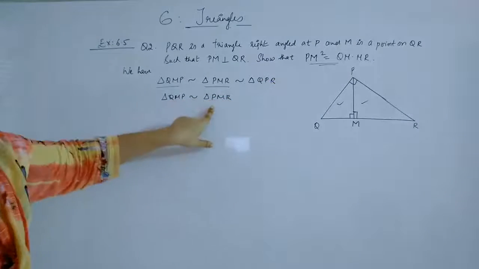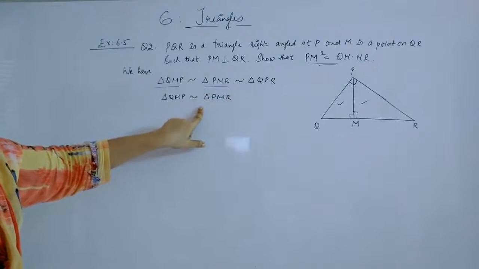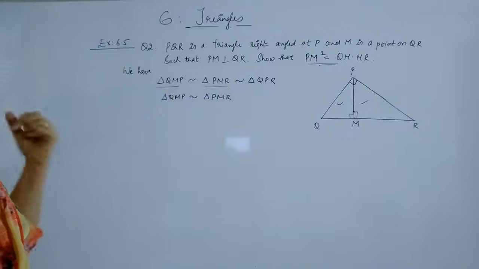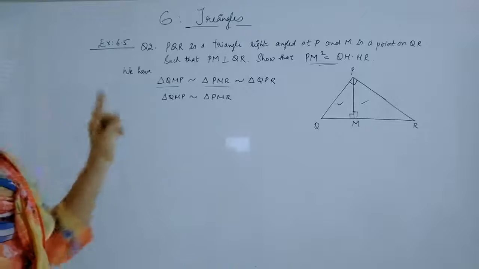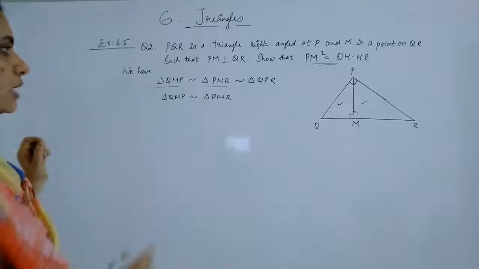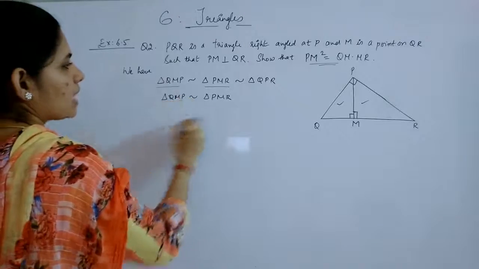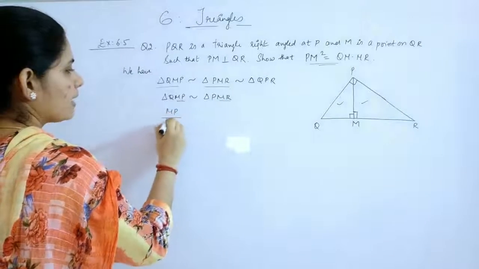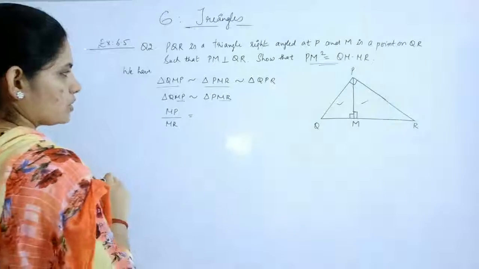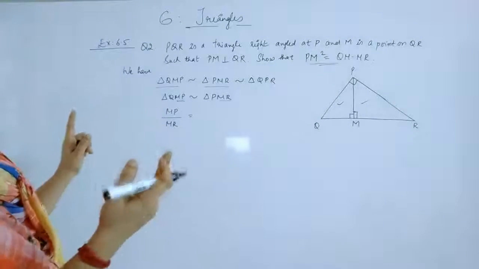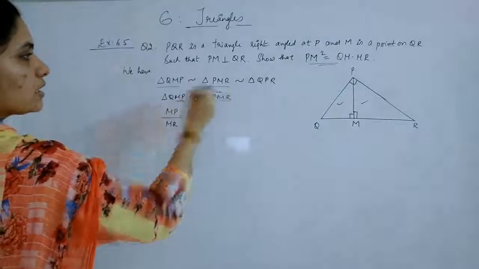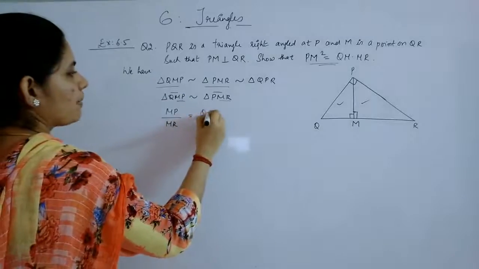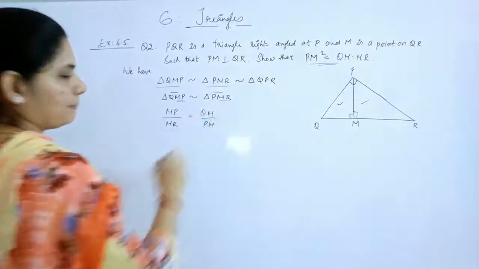Okay, since these two are similar, what we can say, corresponding sides will be proportional. Now the corresponding sides which we have to take should include PM. Okay, so if I am taking MP, I should take MR for the ratio. So MP by MR will be equal to, now again I need one more PM. So for that I am taking this PM, which means here I have to take QM. So I will get QM by PM.